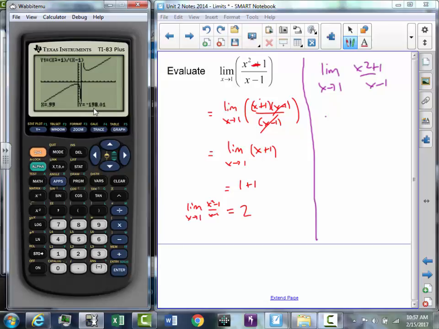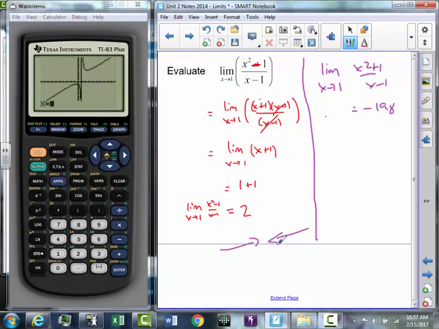Negative 198. Okay, so I might think, hey, my limit is supposed to be equal to negative 198. But I really should try it from both the positive and negative side. Think of a continuous graph. I should try it from both sides as the two graphs converge, so they converge on the same number. If I try the number 1.01, it actually gives me positive 202. Those are not converging on the same number.